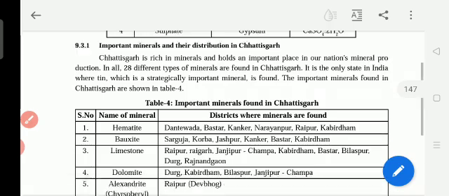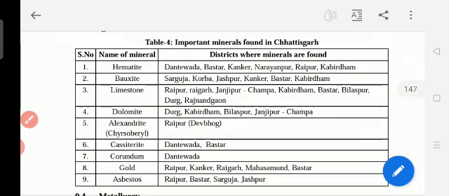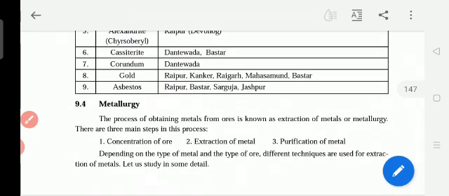So what are the minerals we get? It is shown in the table. Just study it on your own. Now we go to the next topic. You see, gold is also present: Raipur, Kanker, Raigarh, Mahasamund and Bastar. Okay, so all these things.